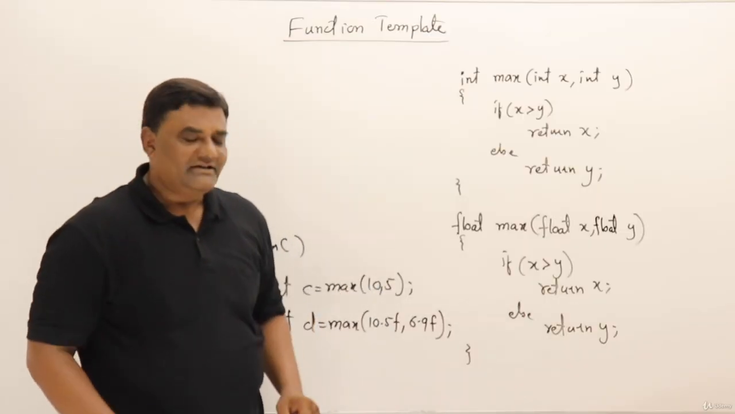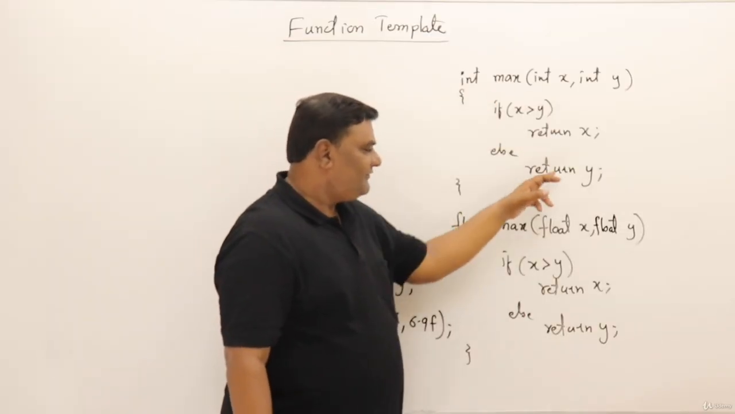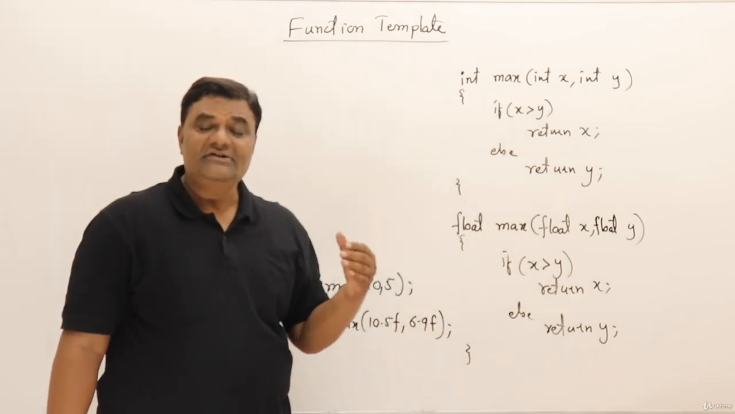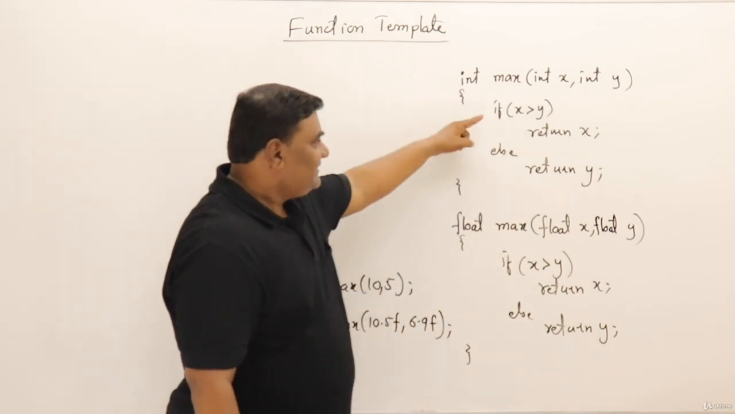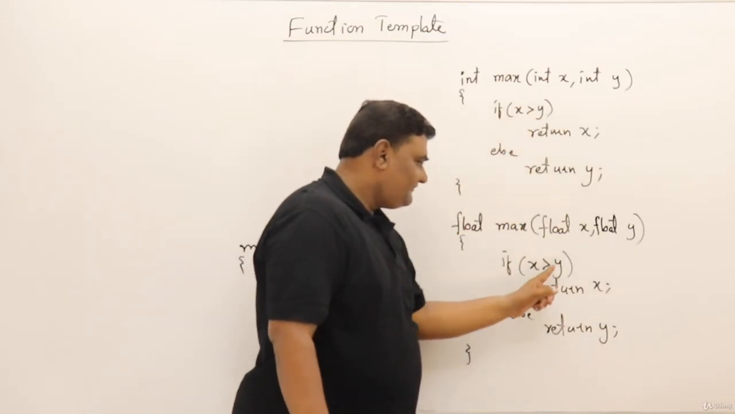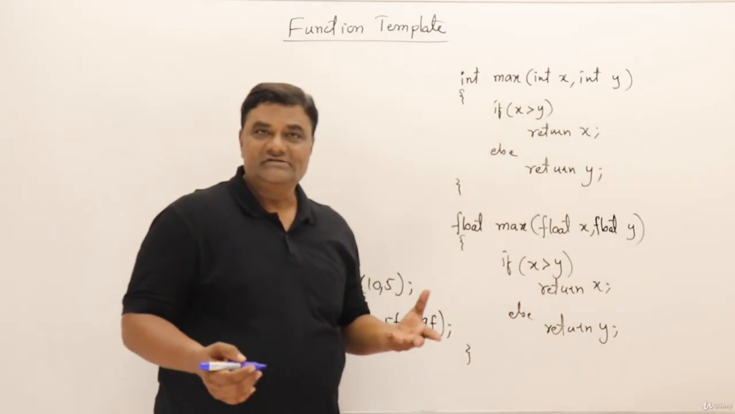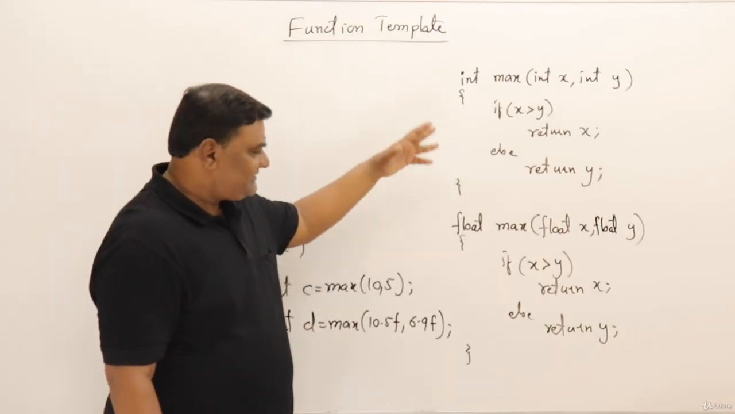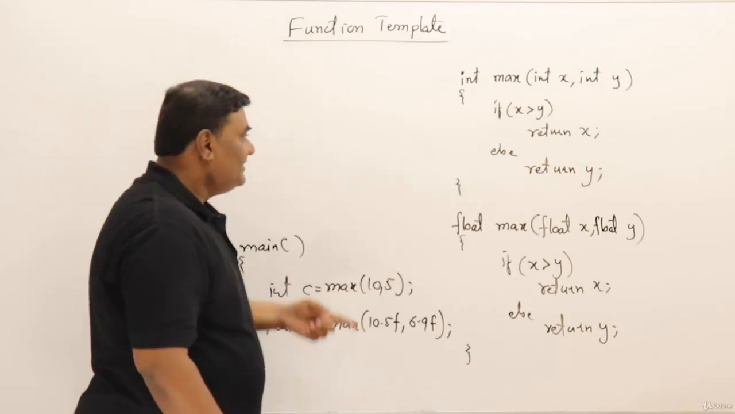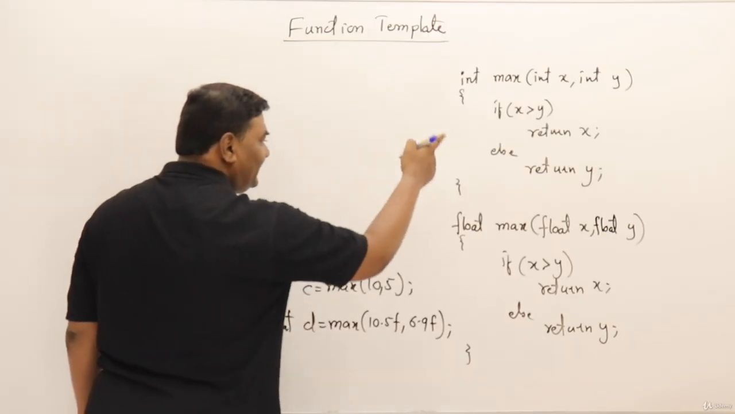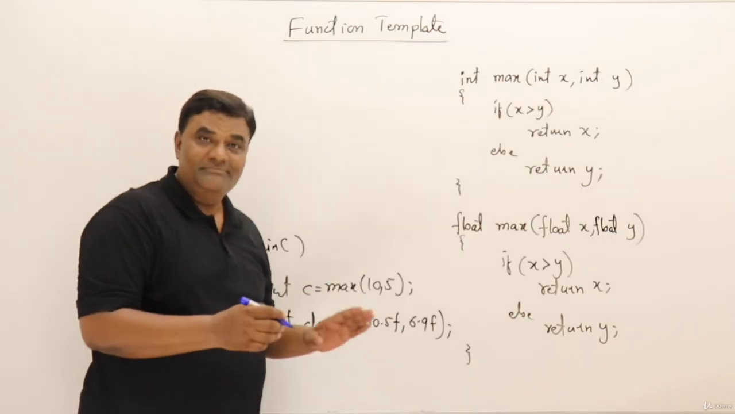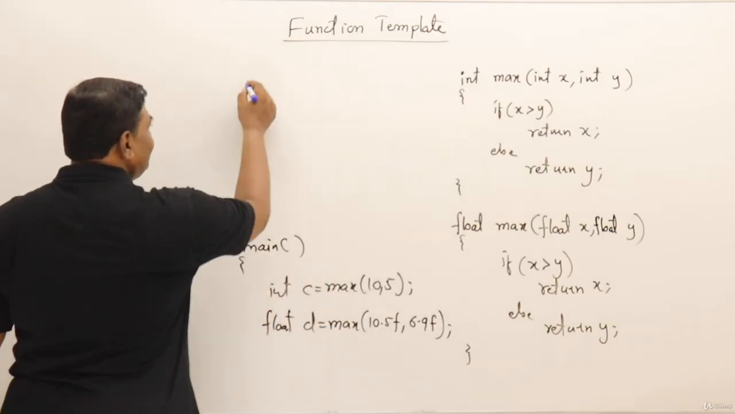Now one thing to observe here is the body of these functions. The logic written is the same, only the difference is in the data type. If x greater than y, return x, else return y. If x greater than y, return x, else return y. The logic is the same. Why write the same function two times when there is only a difference in the data type? So can't we write a single function combining these two functions for any type of data? Yes, I can write.